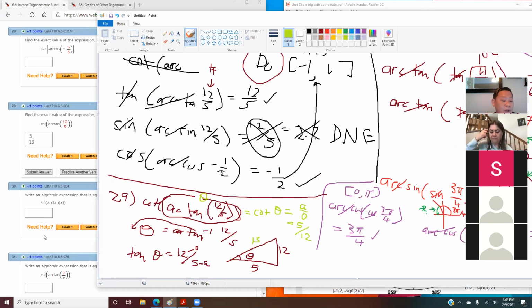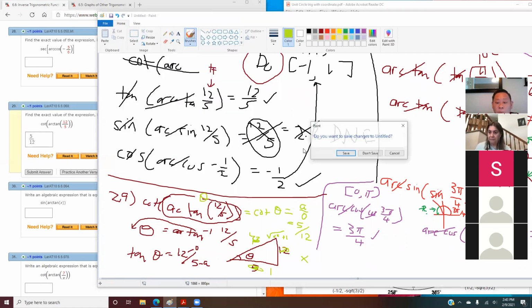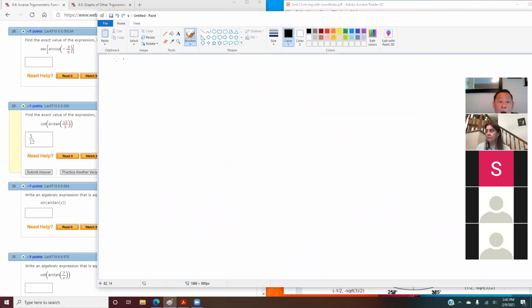Now for 30 and 31, you have to use x in it. So instead of 5 and 12, you will get something like x and 1. So this time you have to use the Pythagorean theorem: a squared plus b squared equals c squared. When you do question number 30, it's going to be icky, so I'm going to show you how to do it. And this is all calculus type, so when you go to calculus, you will see all this again.